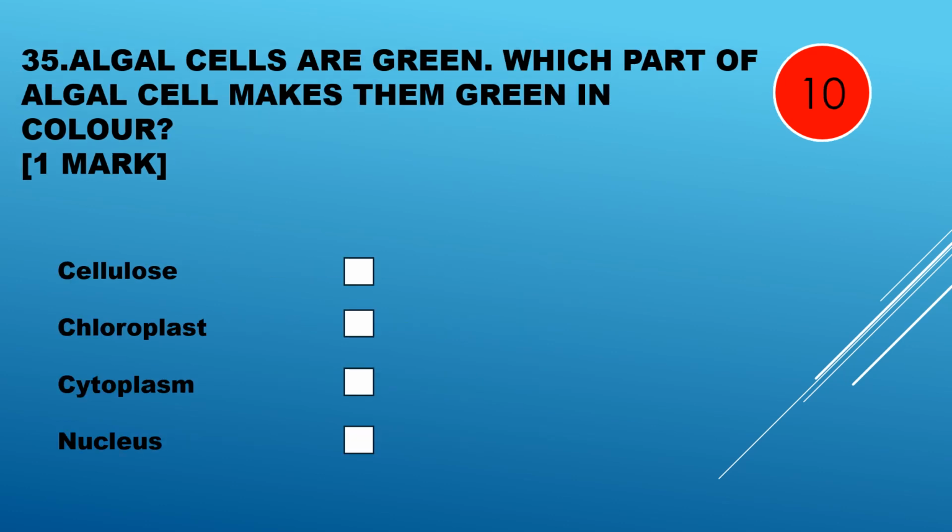Question 35. Algal cells are green. Which part of the algal cell makes them green? Is it cellulose, chloroplast, cytoplasm, nucleus? It's the chloroplasts that make algal cells green.